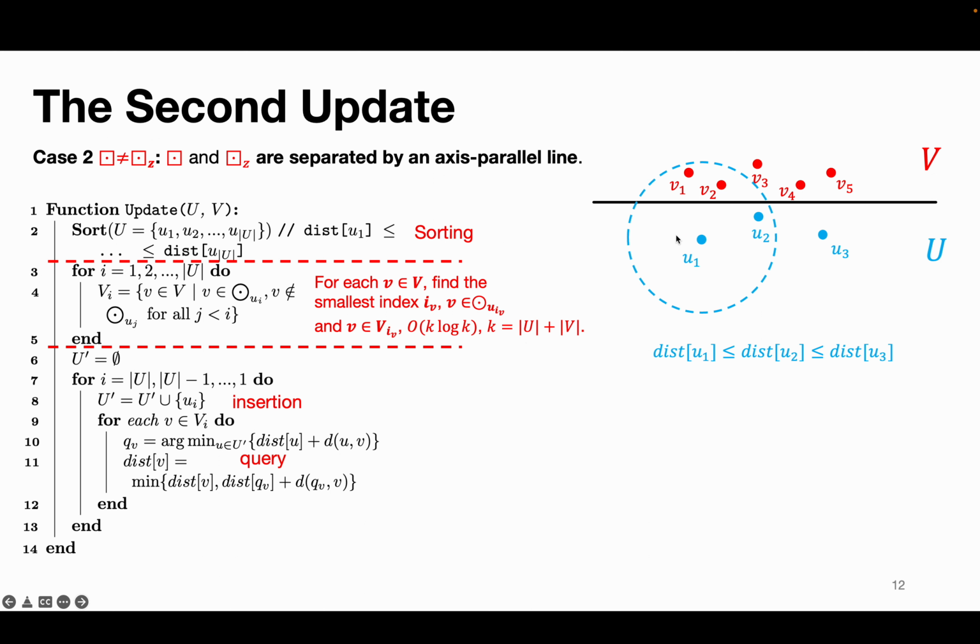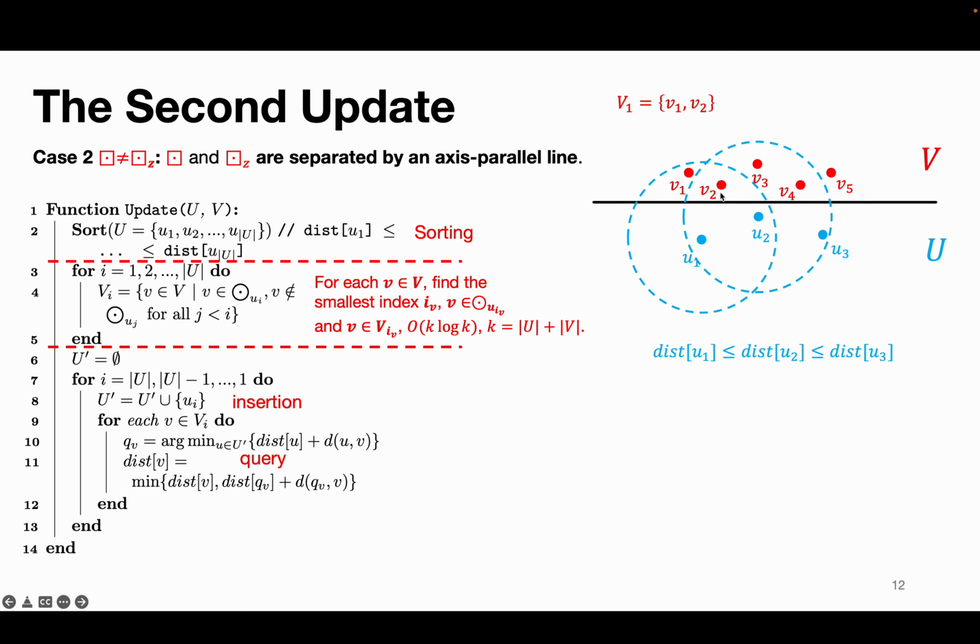In this example, V1 and V2 are within the unit disk centered at U1. So V1 and V2 are in the subset of V1. And V2, V3, and V4 are within the unit disk centered at point U2. But V2 is already in the subset capital V1. So capital V2 only contains points V3 and V4. Similarly, capital V3 contains point V5.